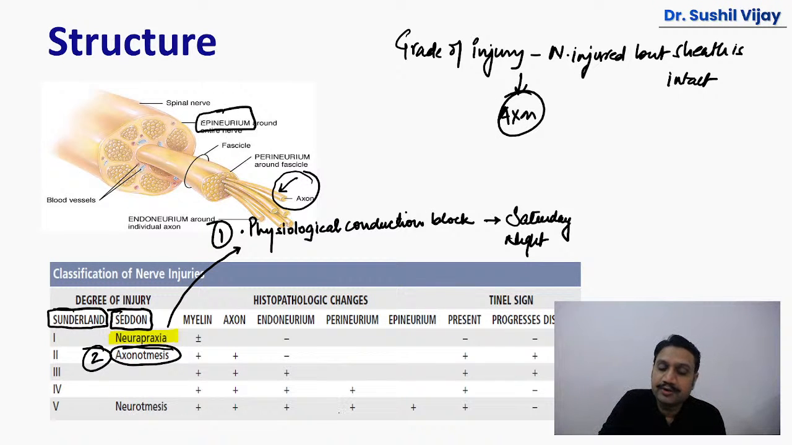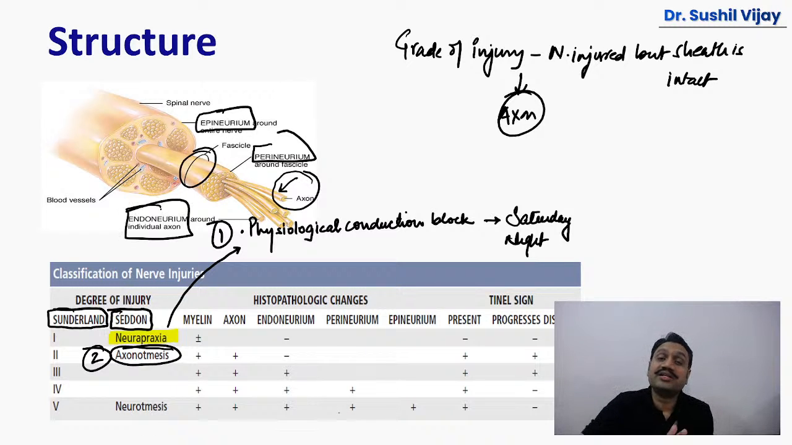Outermost is what you call epineurium. Perineurium is around this bundle, that is a fascicle. Endoneurium is around the axon. So all the three sheaths are all right, but still the nerve is injured, that is axonotmesis.